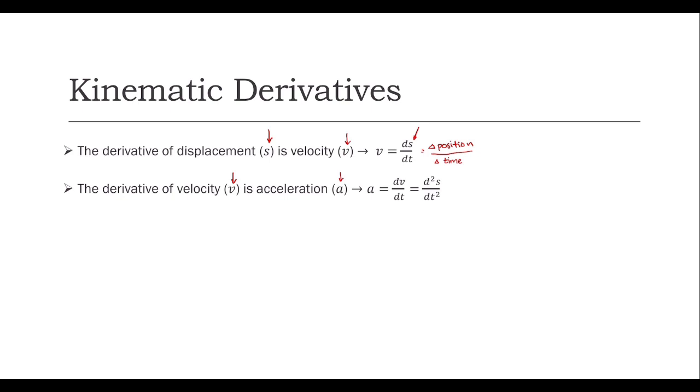The derivative of your velocity, v, is acceleration, a. So a equals dv/dt. So your change in velocity over your change in time. And it's also your second derivative of your position.